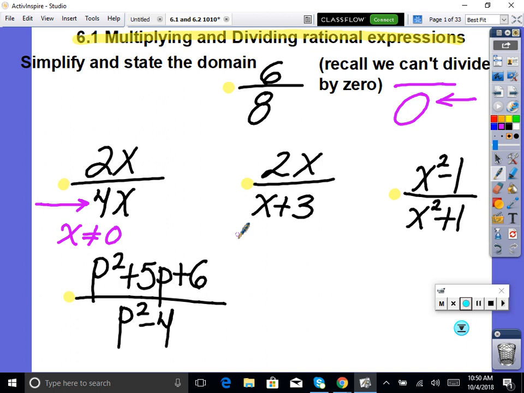So what would my restriction be here? X cannot equal -3. So what do we do? We set it equal to 0 and then we solve, and that's what it can't be. So our restrictions are our domain. So just keep that in mind.